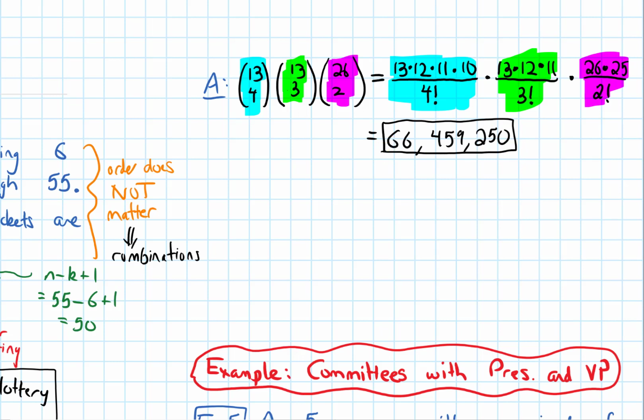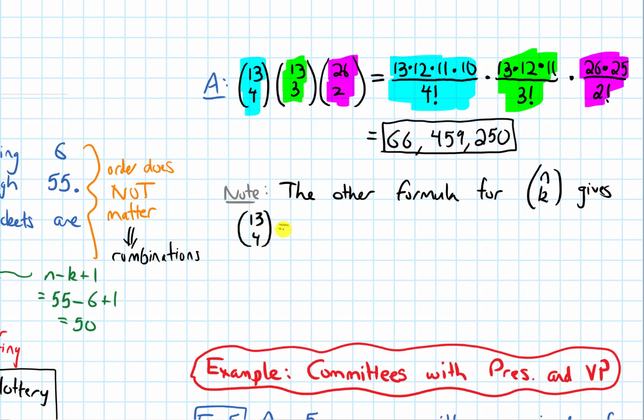So I want to end this video with a quick note about the other formula for combinations involving factorials. The other formula for n choose k, that's how I say this notation, I'm going to do for one of these combinations. Let's do it for 13 choose 4. If I use the factorial formula, we would get 13 factorial over 4 factorial times 13 minus 4 factorial.